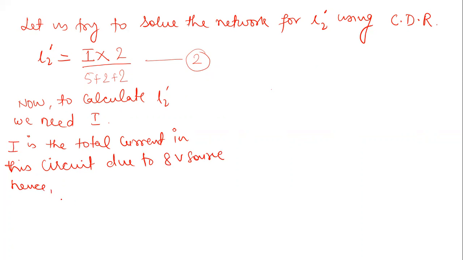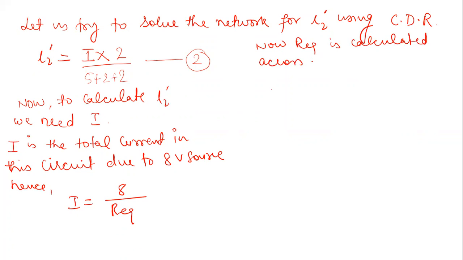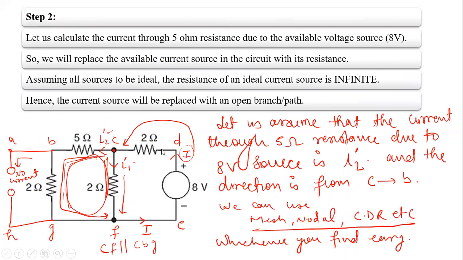Hence, I is equal to 8-volt divided by R equivalent. Now, R equivalent is calculated across the terminals D, E here. So we will calculate the R equivalent across these two terminals so that we can get the value of I here.